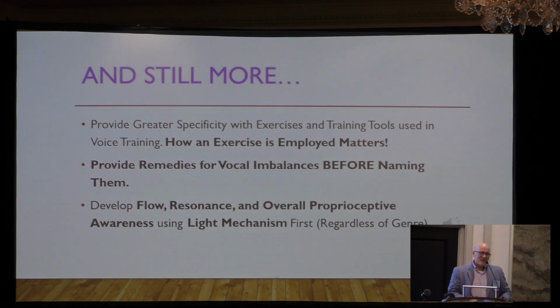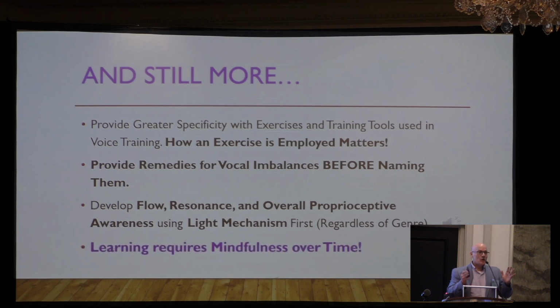Develop resonance, flow, and overall proprioceptive awareness using light mechanism first, also known as head voice, regardless of the genre you're working in. Light mechanism is really important because there's less resistance at the level of the vocal folds. So if you're going to get flow awareness, that's the best environment to do it in. You do not need to train someone classically to do that. You just need to do light mechanism. That's it. So learning requires mindfulness over time.